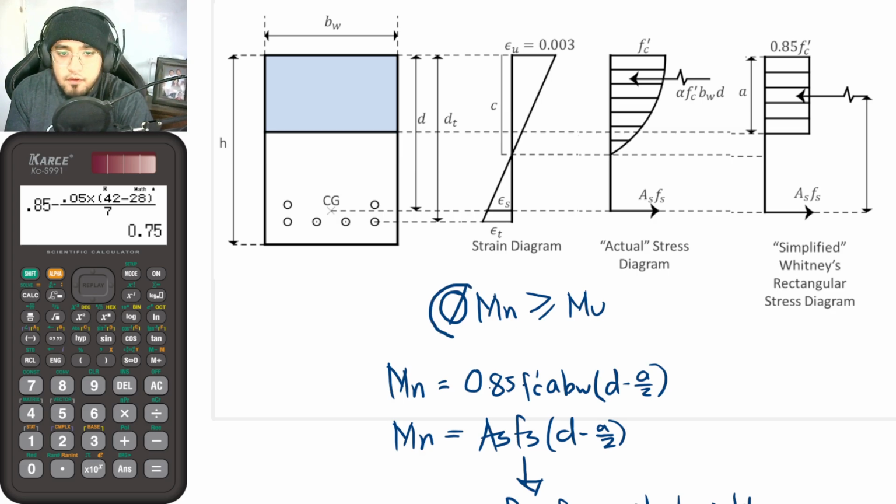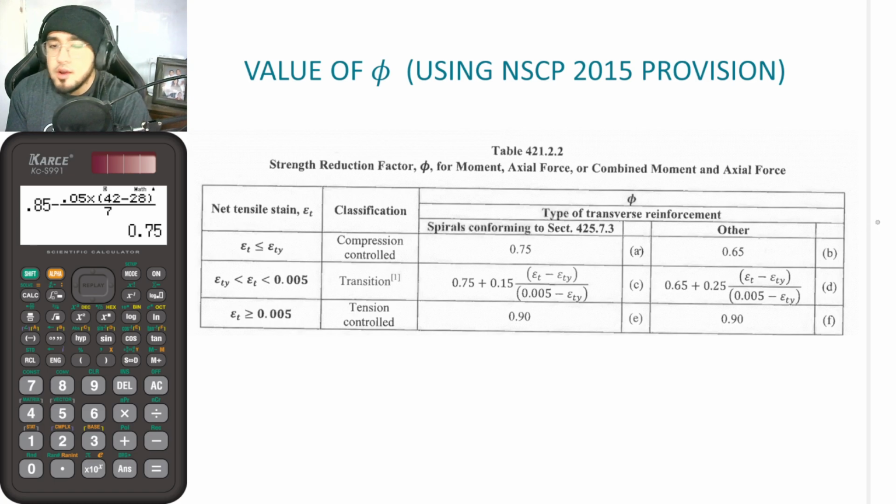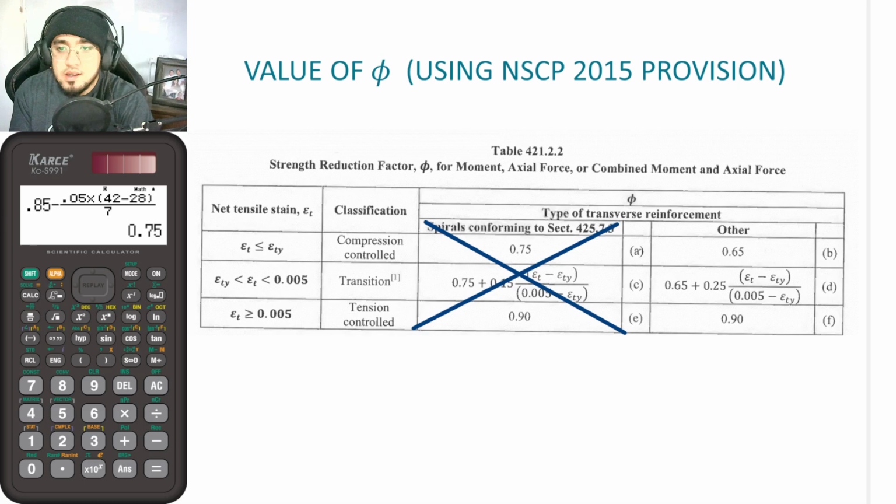And as for phi, guys, the value of phi, or the reduction factor phi, is given by this equation according to NSCP 2015. So we have three categories: compression controlled, transition controlled, and then tension controlled. For the meantime, we would be focusing here on the right. So let us not look at this right now. We will be looking at those provisions when we go to columns. But right now, we would be discussing phi in these formulas.